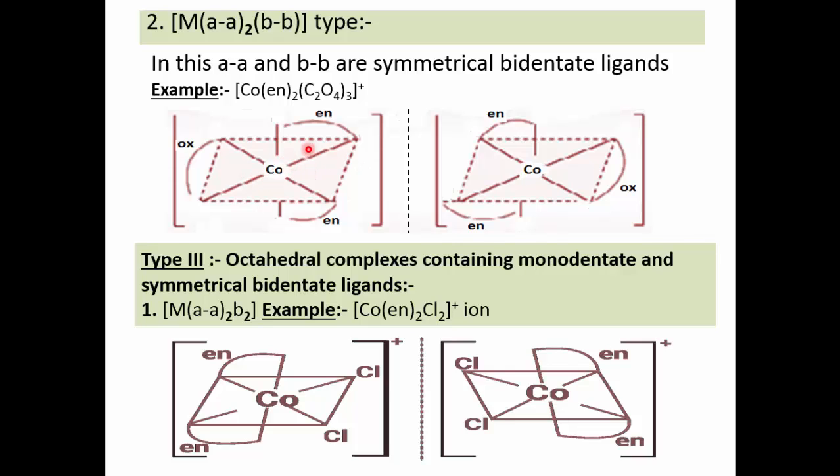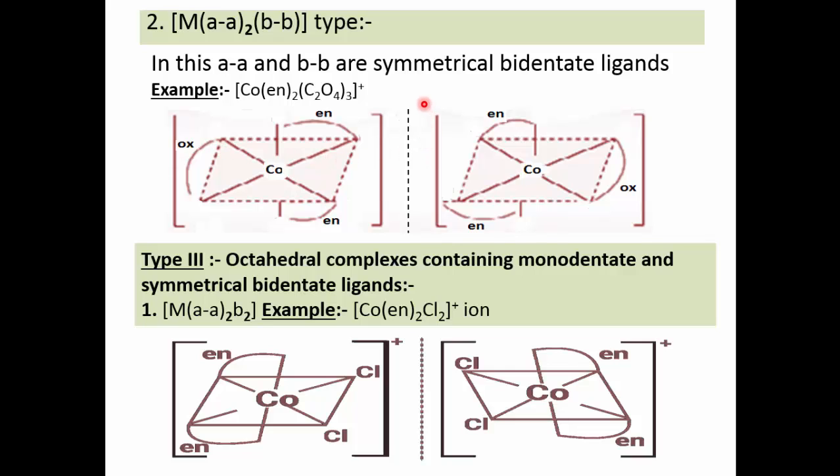structure. Cobalt is attached to one ethylene diamine molecule, a second ethylene diamine molecule, and this is the third one, but it is oxalate. Okay, symmetrical ligand. So oxalate is also symmetrical, ethylene diamine is also symmetrical. This is symmetrical because two nitrogen atoms are present which are the same. In this case also, two nitrogen atoms, two donor atoms, are the same. In the case of oxalate, we know that the first oxygen and second oxygen donor atoms are the same.